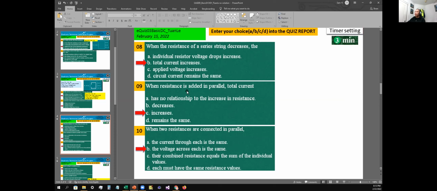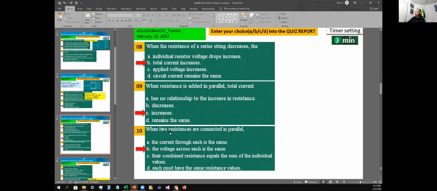Number 9, when resistance is added in parallel, total current will increase, because anytime you add resistance in parallel, you're going to decrease the total resistance. Therefore, you're going to increase the current. So the answer is C as in cat for number 9.